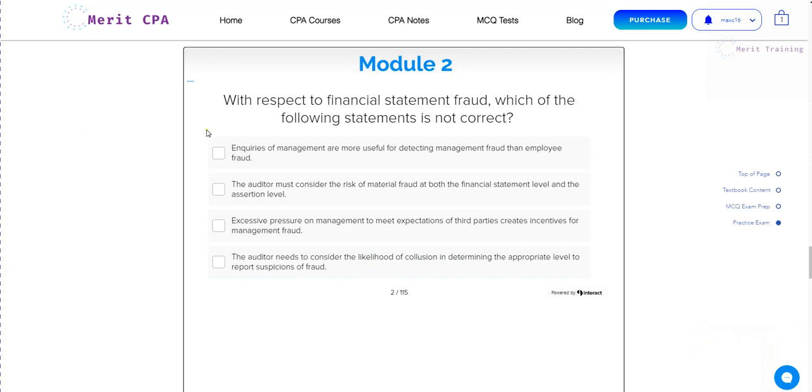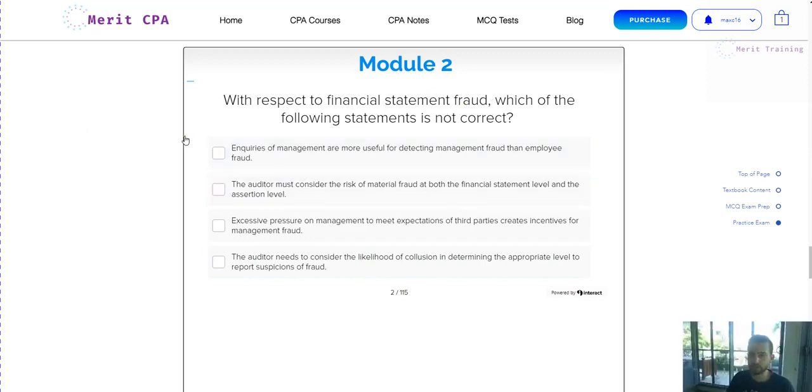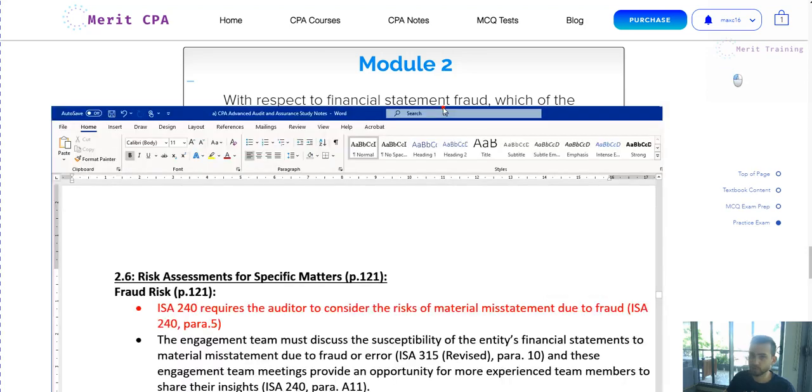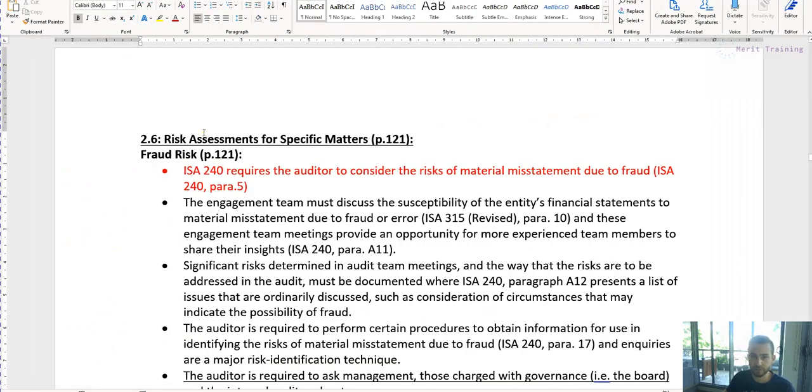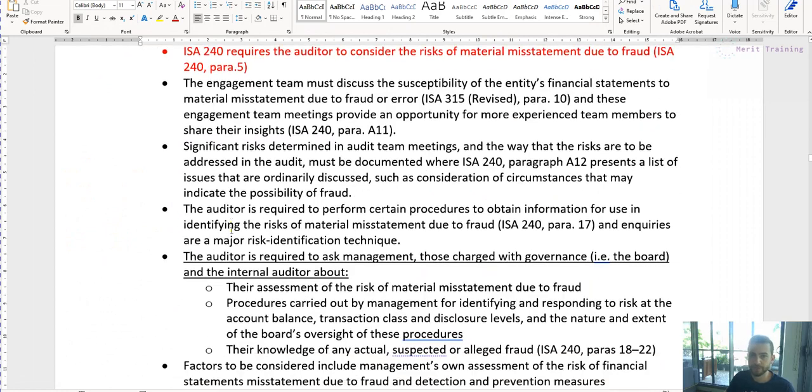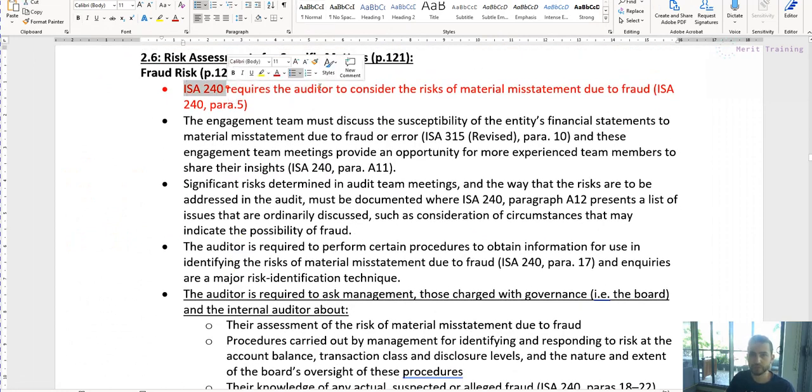Okay, so because this question is all about fraud, how I would approach this is I would do a Control F in the notes to get to the relevant section talking about fraud risk. So if we do that now, it'll bring us up to 2.6, which is risk assessments for specific matters, and then sub-point fraud risk. So ISA 240 is the relevant section requiring auditors to consider risk of material misstatement due to fraud. And the engagement team must discuss susceptibility due to fraud or error.